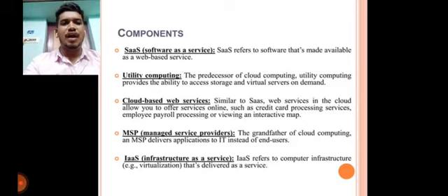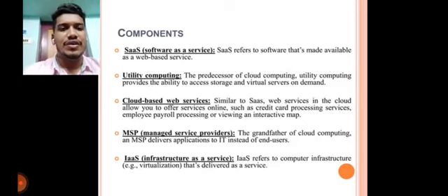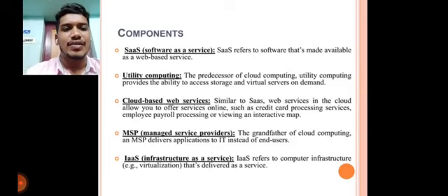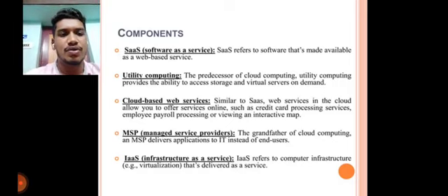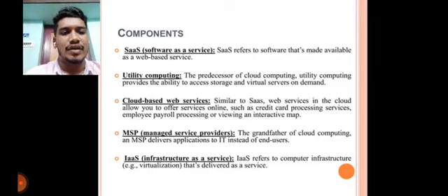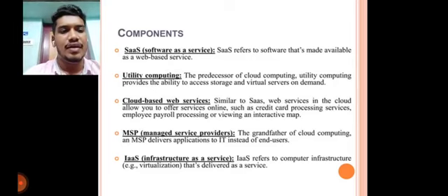And next, these are the components of cloud computing. The first one is SaaS, software as a service. SaaS refers to software that is made available as a web-based service. Next one is utility computing. The predecessor of cloud computing, utility computing provides the ability to access, store and virtualize services on demand. Next one is cloud-based web services. Similar to SaaS, web services in the cloud allow you to offer services online, such as credit card processing services, employee payroll processing or viewing interactive maps.